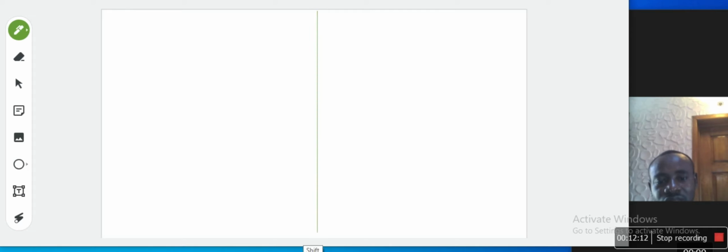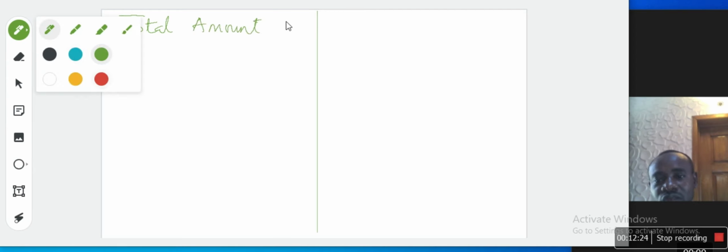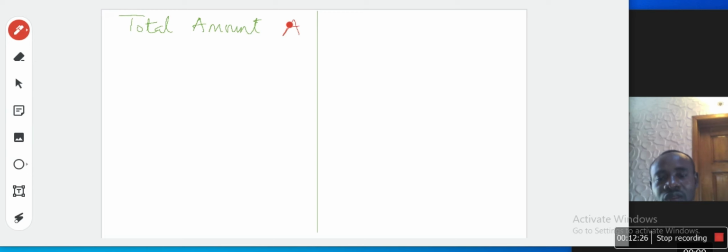Take note of that. Total amount is what you will get or what you will pay, as the case may be, based on if you invested or you borrowed. Total amount, which we represent with A, is equal to principal plus interest. So A is equal to principal plus interest.